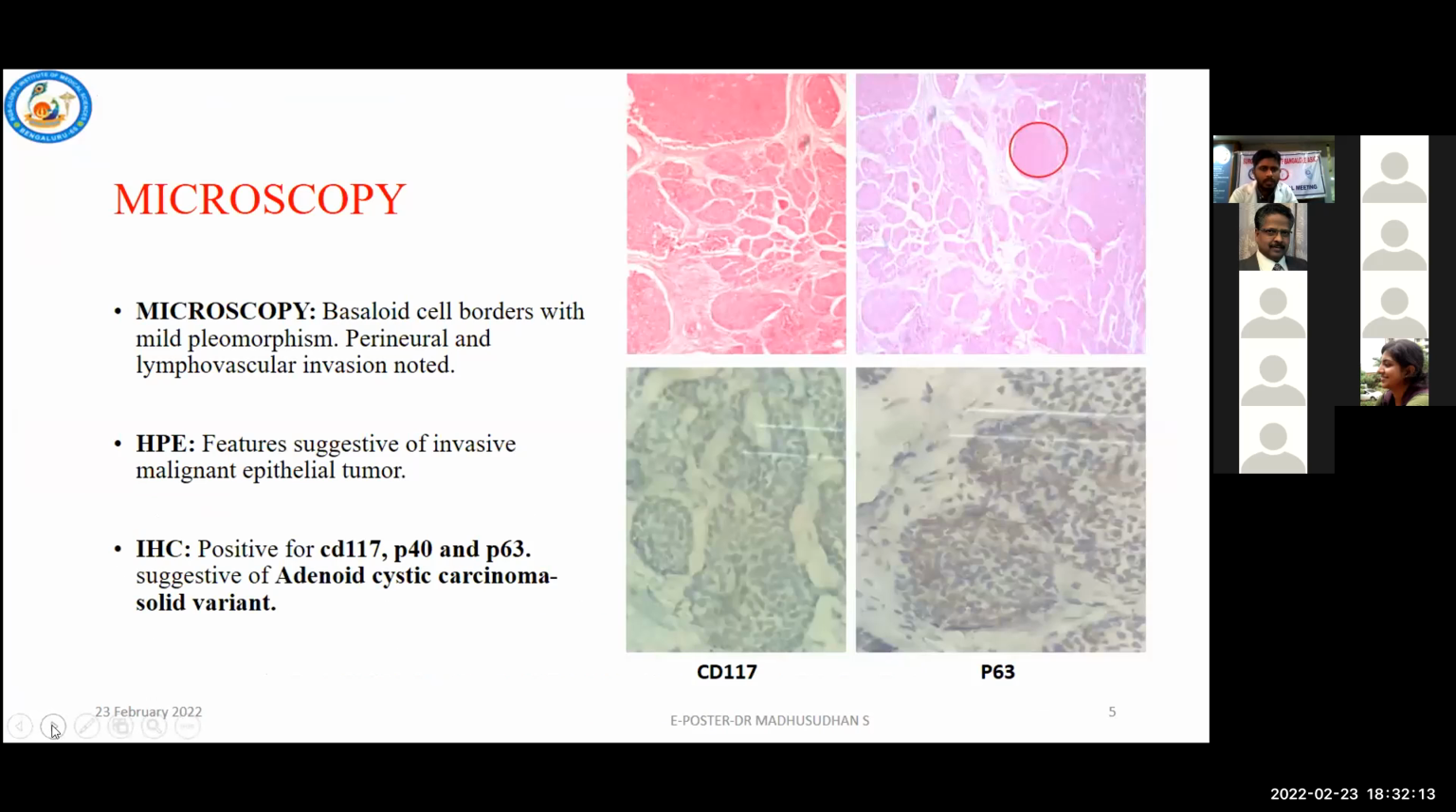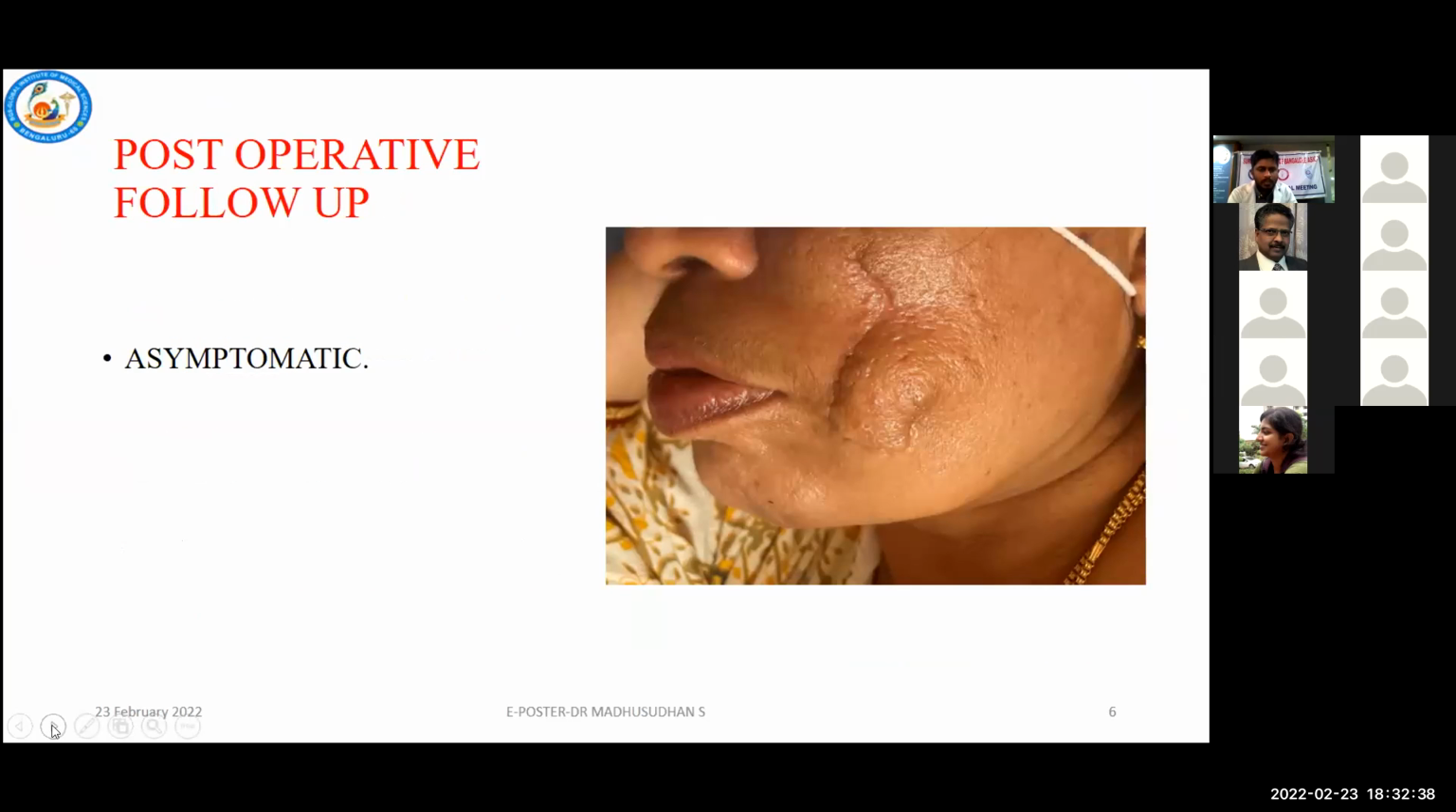Microscopy showed basaloid cells with mild pleomorphism. Perineural and lymphovascular invasion were noted. Histopathological features were suggestive of invasive malignant epithelial tumor. Immunohistochemistry was positive for CD117, P40, and P63, which was suggestive of adenoid cystic carcinoma, solid variant. The patient was on regular follow-up, and after 6 months of follow-up, she was asymptomatic.